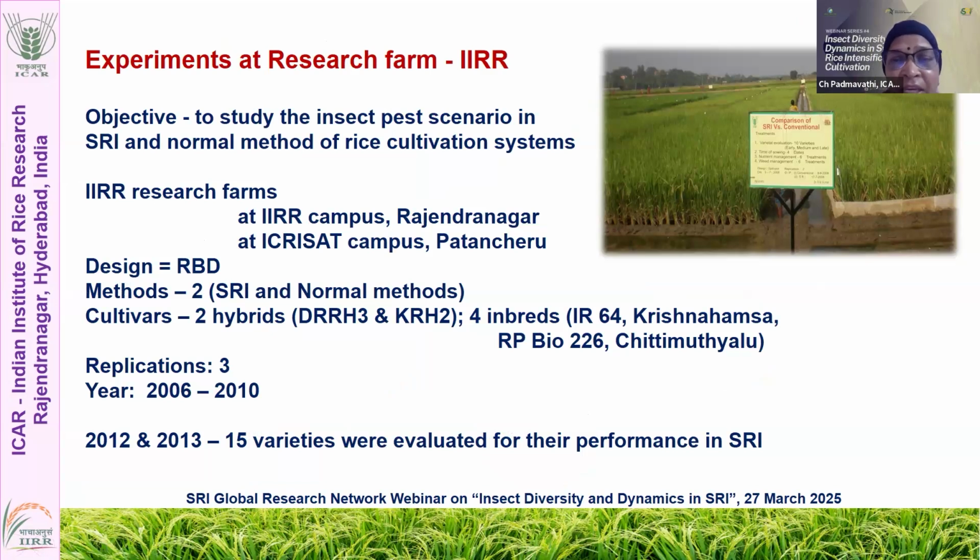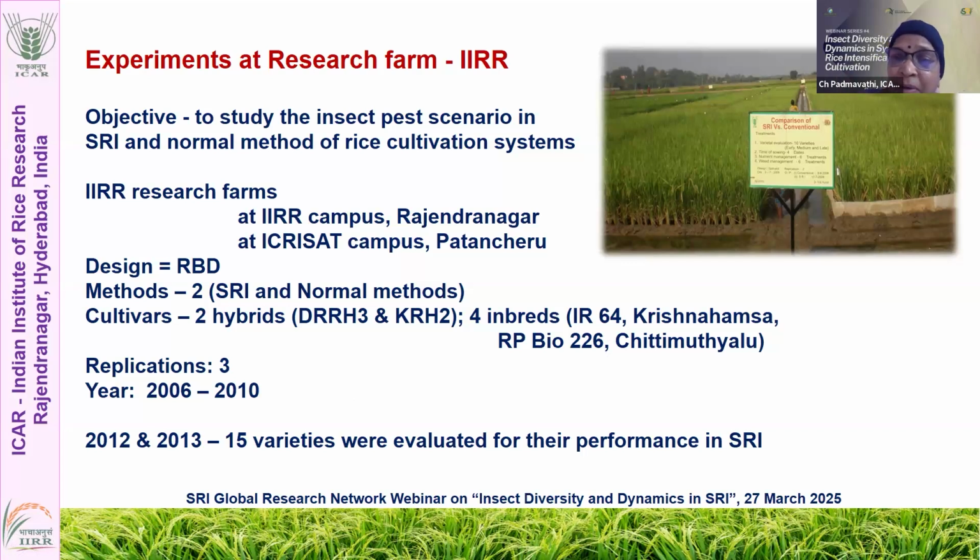Particularly in the initial years, we tried to see the insect pest scenario in SRI and normal methods of rice cultivation. We took up 2 methods and 6 cultivars, which include 2 hybrids and 4 inbreds, that is IR64, Krishnahamsa and others. We continuously conducted these experiments for about 4 years.